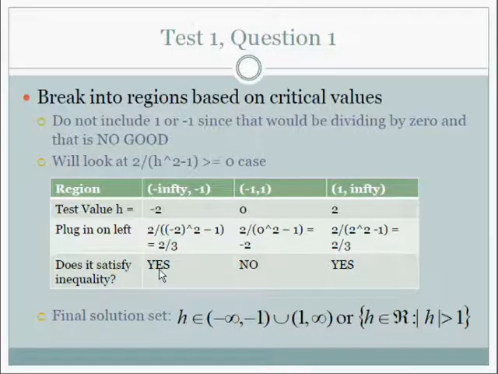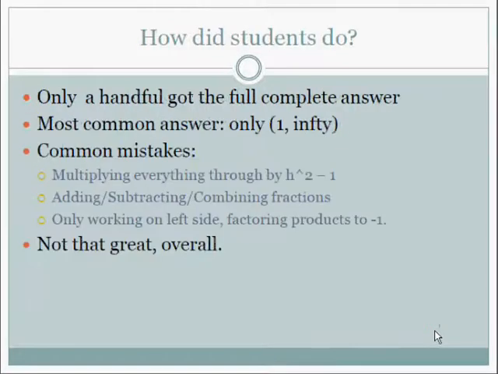So because of that, we got our final answer as h being anything less than negative 1, union anything greater than 1. So again, we could write that in a couple different ways, set notation, or as an absolute value inequality. I was comfortable with either one of those.